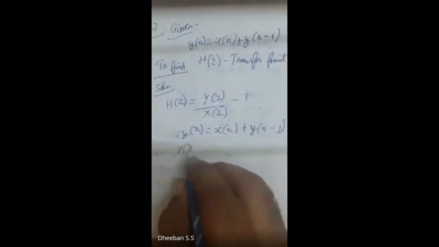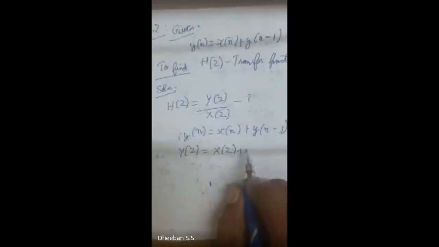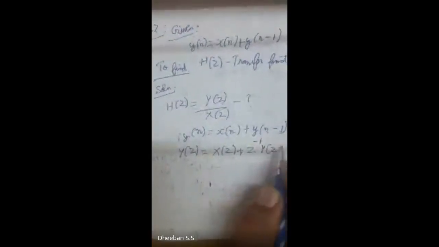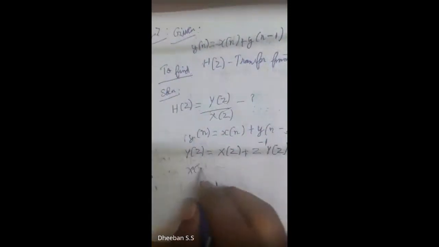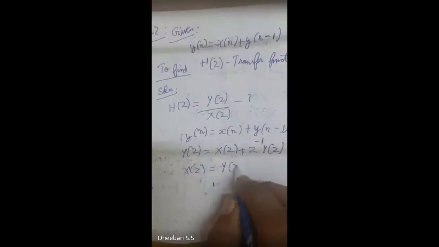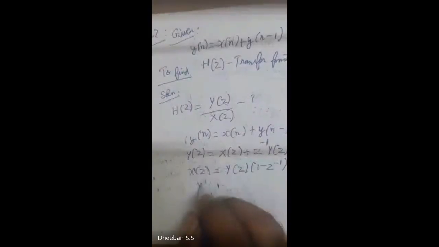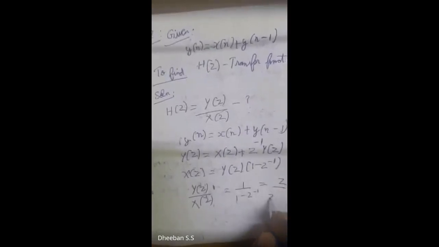It will be y of z equal to x of z, plus there's n minus 1, so z inverse will be coming out. Y of z. Now keep the input on one side and bring the other part. We'll be getting y of z into 1 minus z power minus 1. So y of z by x of z equal to 1 by 1 minus z power minus 1. We can again take the reciprocal, so we'll be getting z by z minus 1. So this is what your h of z is.